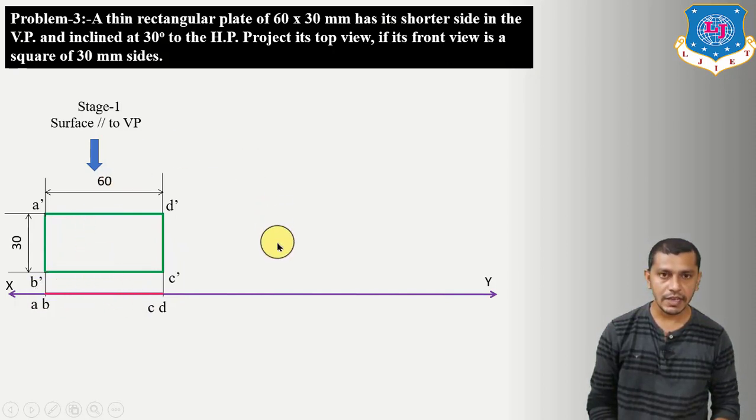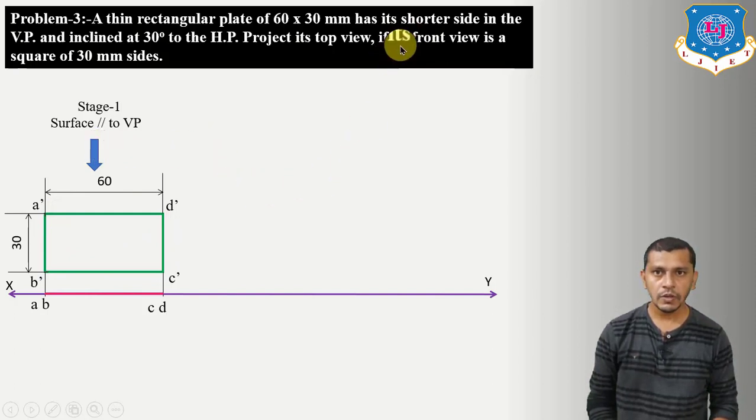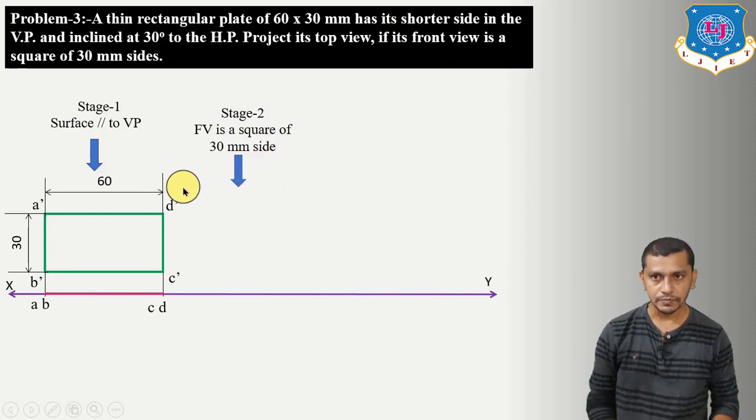Now we have to derive the second stage, and in the second stage we have to derive the condition with the vertical plane because in the first stage we have assumed that the surface is parallel to the vertical plane. So now the indirect condition with the vertical plane is given over here. Its front view is a square of 30 mm side. So in the second stage we have to draw a square having side length 30 mm in the front view.